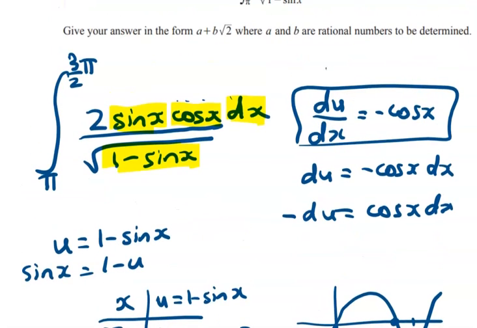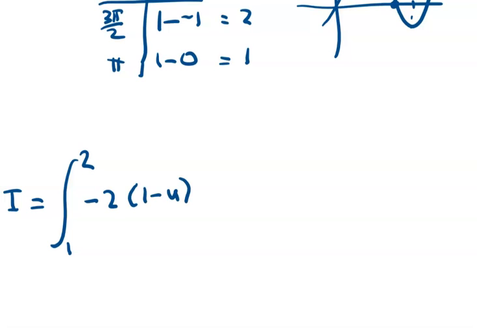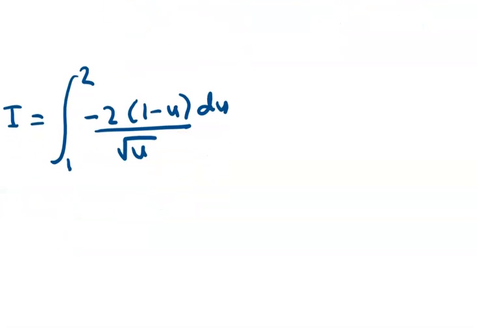Okay, so pause the video here and do your go at rewriting that integral, all in terms of u. So this is what we should get. We should get the integral between 2 and 1 of negative 2 times 1 minus u du divided by the square root of u. And you can see already that that is massively easier than the thing that we started with.